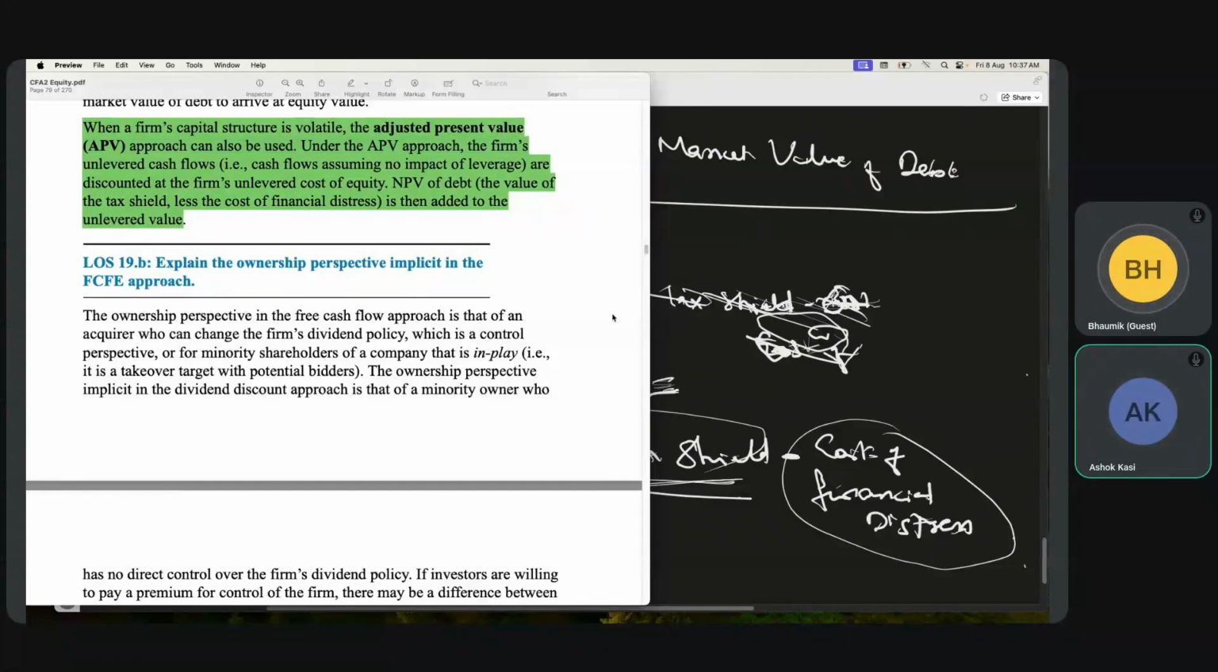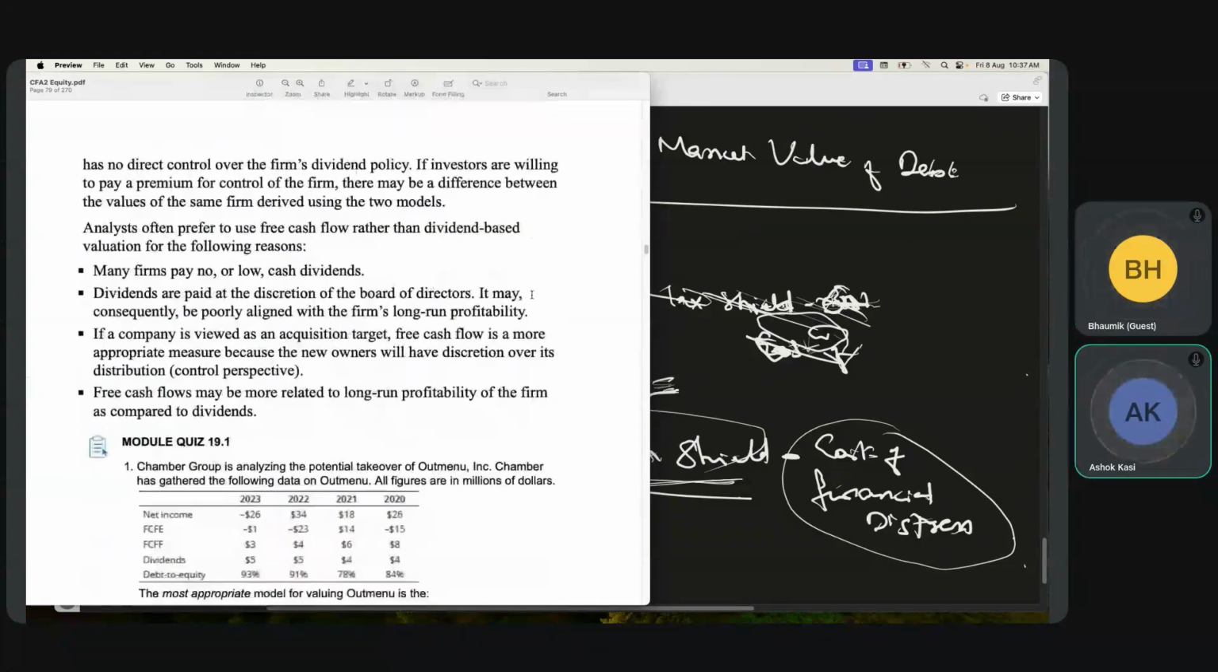This is just a concept. I have not seen any sums, especially on adjusted present value like this, but it is okay to still remember. We'll stop now because the net is getting weaker.